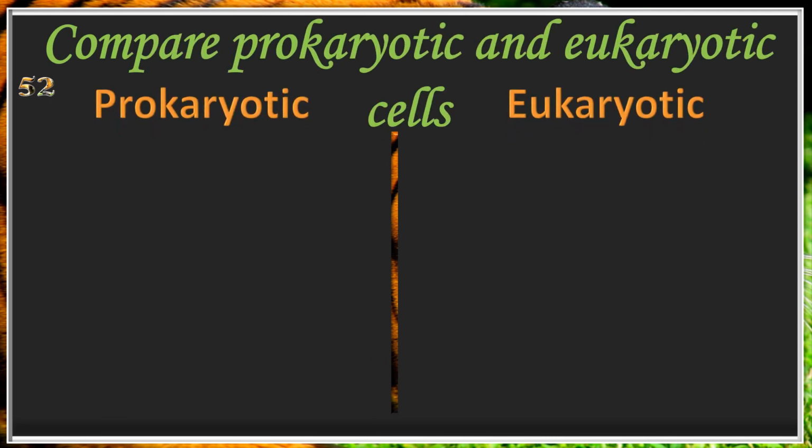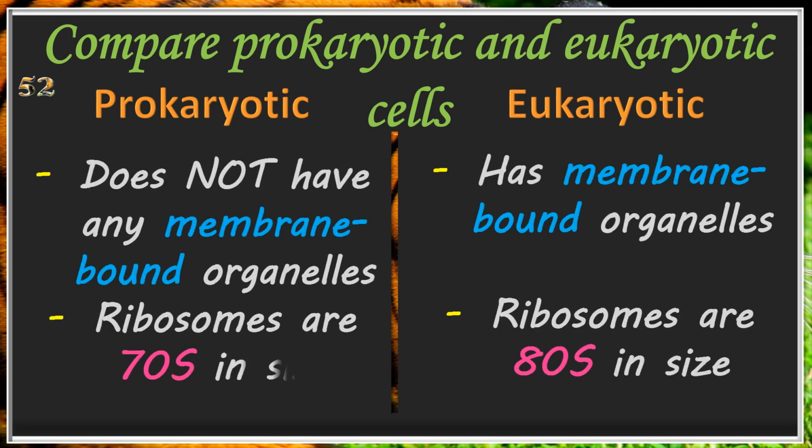Compare still prokaryotic and eukaryotic cells. Prokaryotes do not have membrane-bound organelles. Eukaryotes have membrane-bound organelles. Prokaryotes are sometimes referred to as 70S, that is the size of their ribosomes. The ribosomes are 70S in size. Eukaryotes' ribosomes are 80S in size.